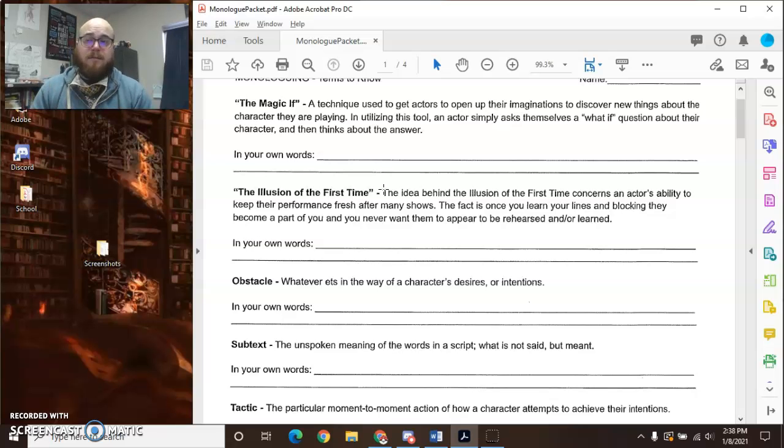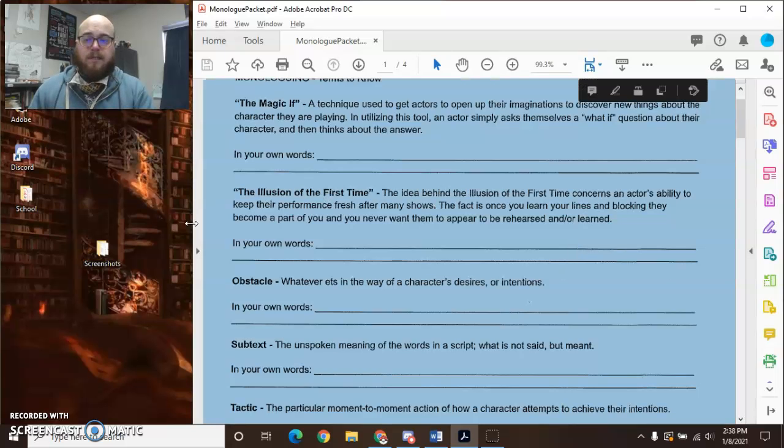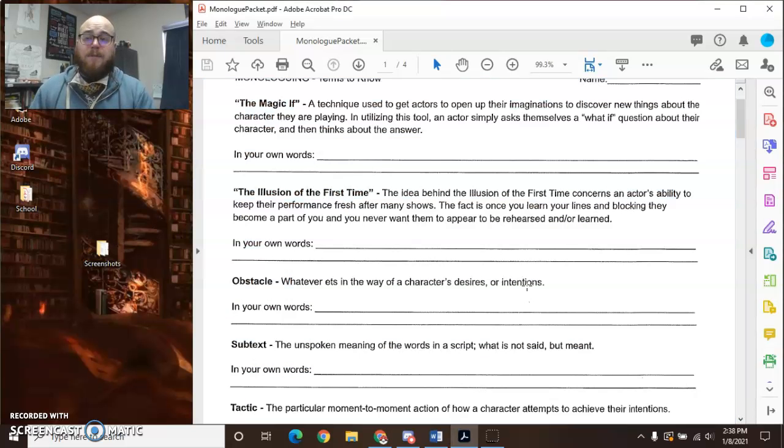Now, when you are pretending to be a character on stage, we often practice many, many times, and sometimes that can lead to us sounding very robotic or over-rehearsed. This is where we come in with this term, the illusion of the first time. The illusion of the first time is the idea that when you are up there on stage performing in front of an audience, the audience should understand that this is the first time this has ever happened for this character.